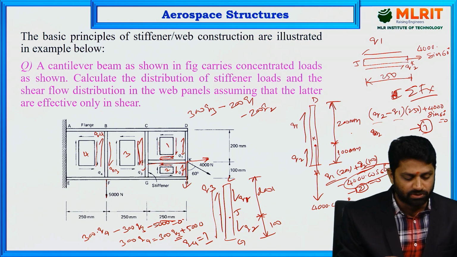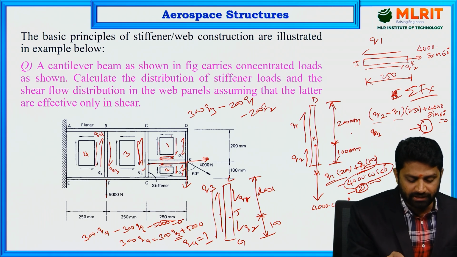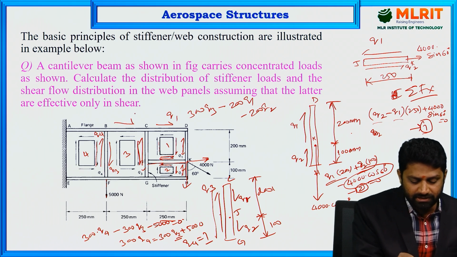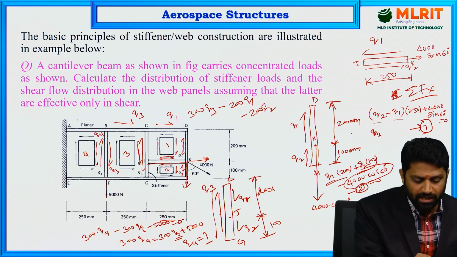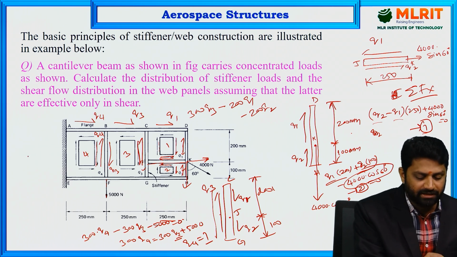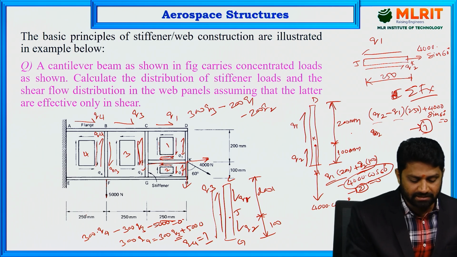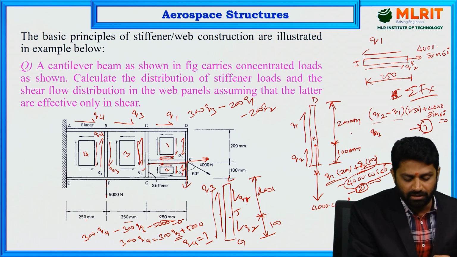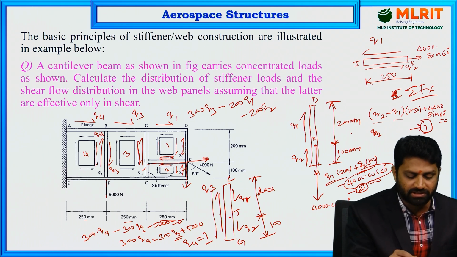Yeah, so here all the shear flows are there. So let's try to draw this equilibrium diagram. This is Q1 shear flow, this is Q3 shear flow, and this is Q4 shear flow. We are drawing them equal and opposite. Such that, what is the equation you can write here? All the lengths are the same, 250, 250, 250, so you can take that common: Q1 into 250 plus Q3 into 250 plus Q4 into 250.